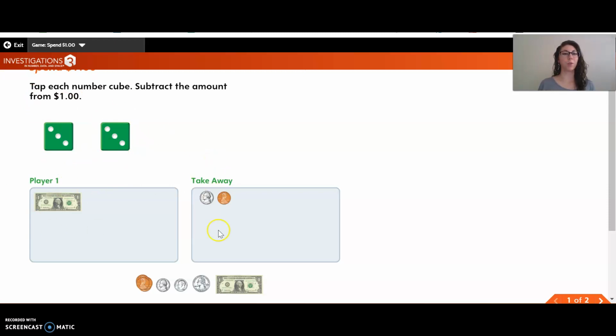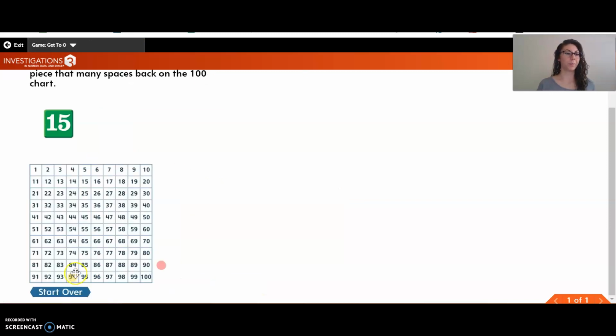The game is over once all of the money down here, except for your dollars, is gone. Okay? Whoever used the least amount of coins, has the least amount of coins in their takeaway box, is the winner. Now I'm going to teach you how to play Get to Zero.